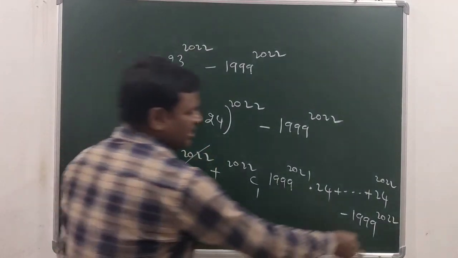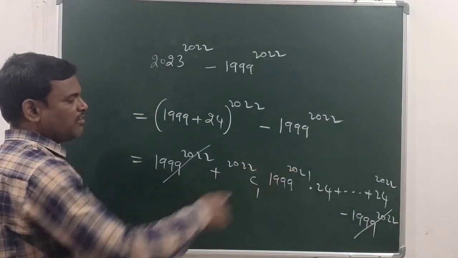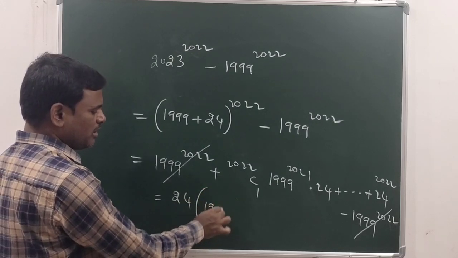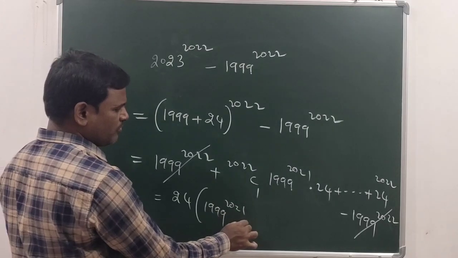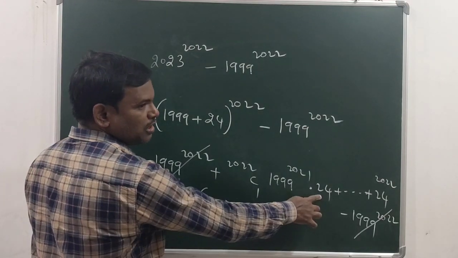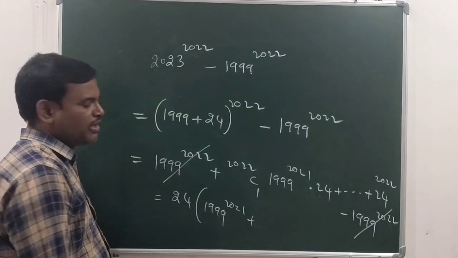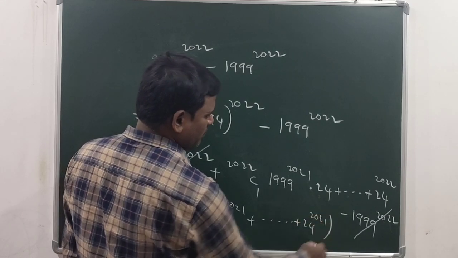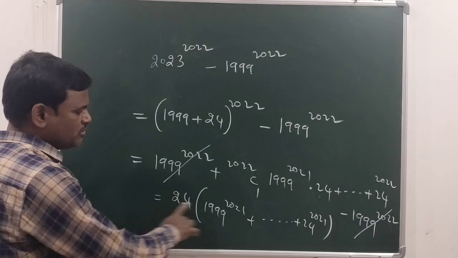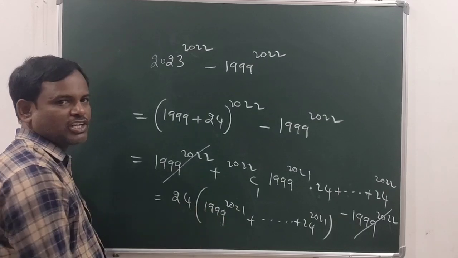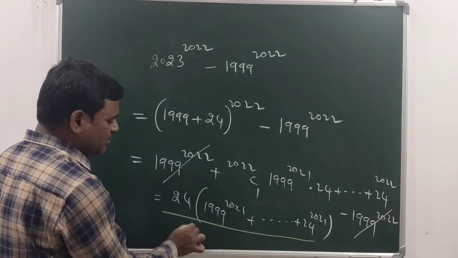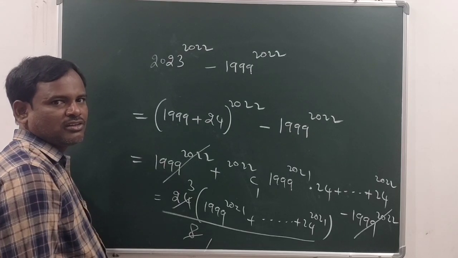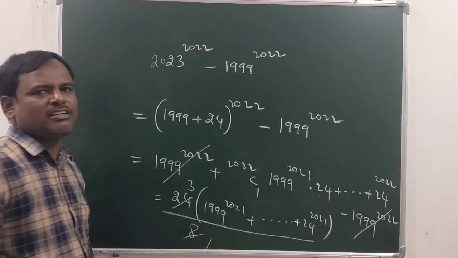So the first one and the last one can be cancelled. From all the remaining terms, you can take 24 common. If you take 24 common, here 1999 whole power 2021, plus in the next one also you will get 24 square, and so on. In the last one, 24 whole power 2021. So you get this kind of expansion. Now it is exactly divisible by 8. 8 ones are 8, 8 threes are 24. Hence, what is the remainder when it is divided by 8? 0 is the remainder.